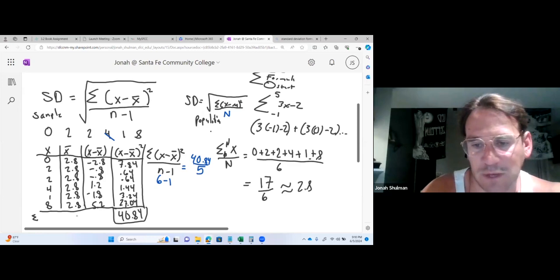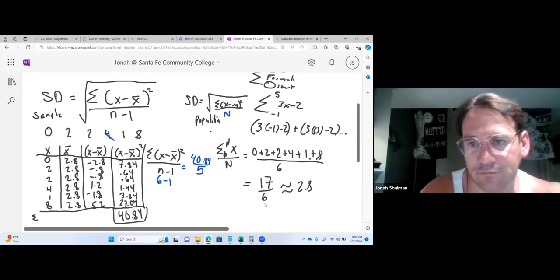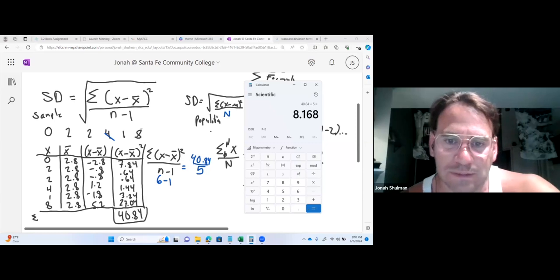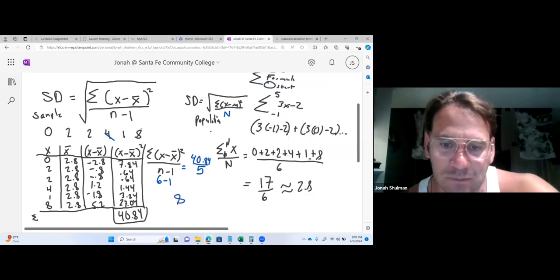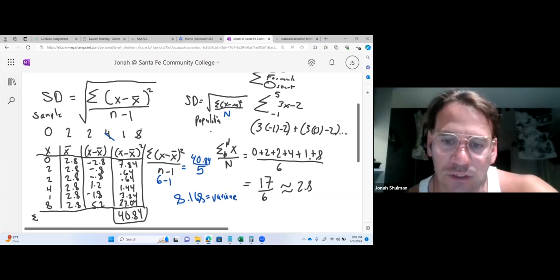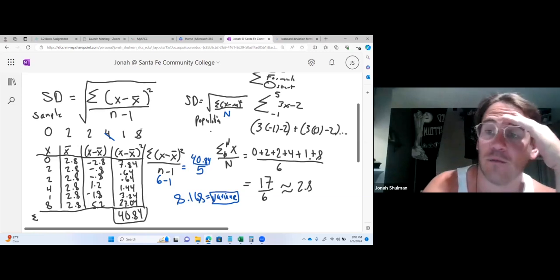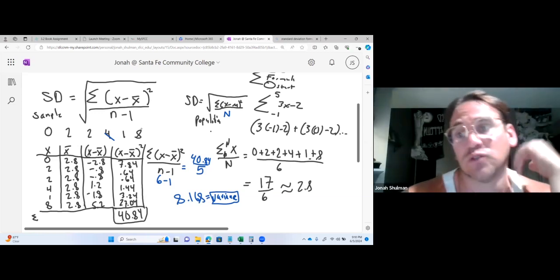So when we divide this by 5, we get 8.168. This is a special number. This is called the variance. This shows you exactly how much it varies. That variance is really useful, but it's not standardized because we cheated.